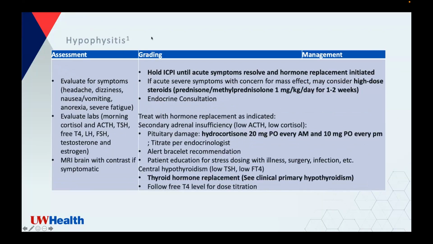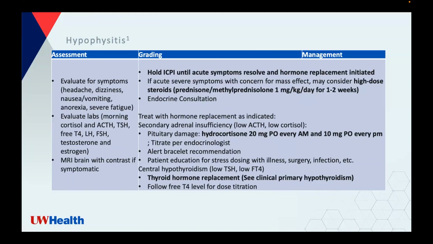So moving on to the pituitary gland, we have hypophysitis. This is inflammation of the pituitary gland. This is a little bit more difficult to manage. At this point, it's probably worth getting endocrine consultation because we could be affecting any of our hormones. So the workup will be focusing on all those hormones. We're holding the ICPI until symptoms resolve or we can get the appropriate hormone replacement initiated. And then basically, we're treating as needed.